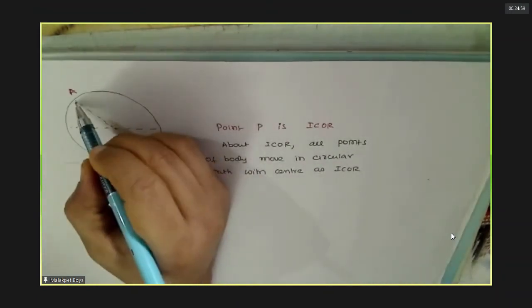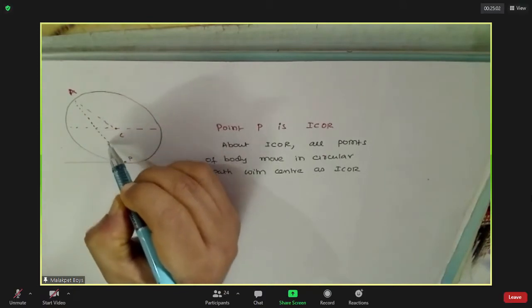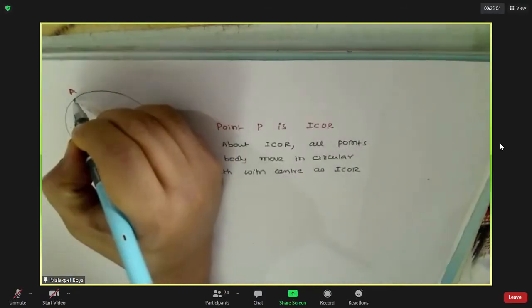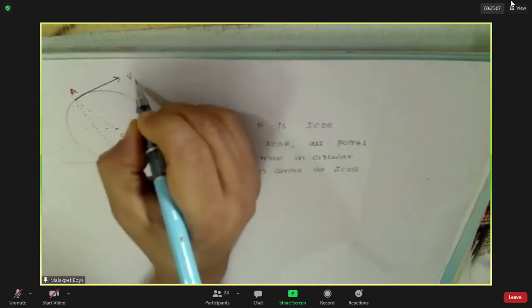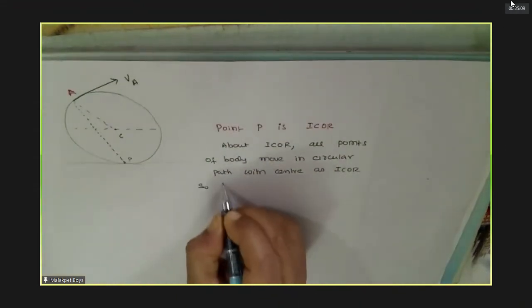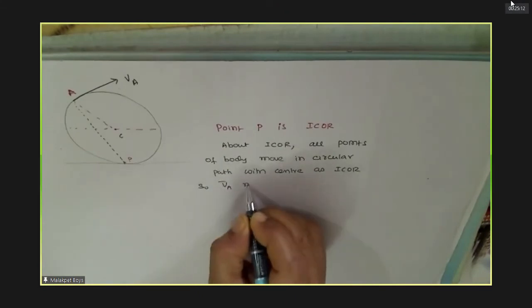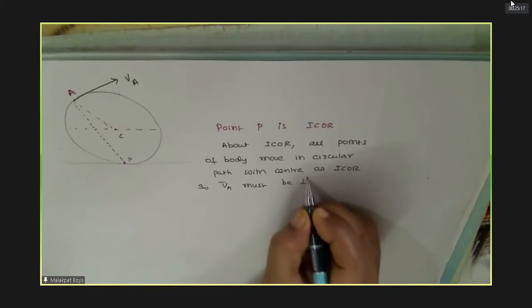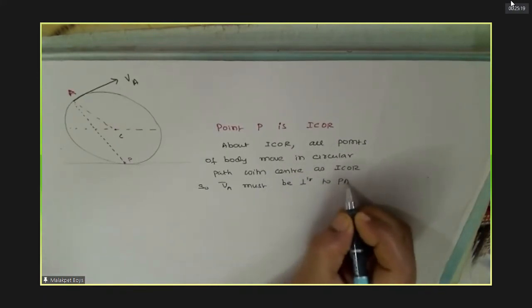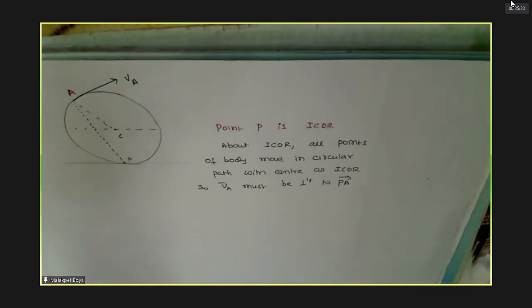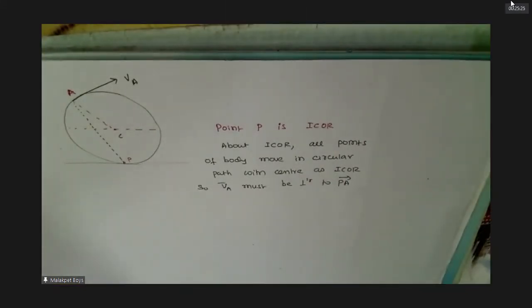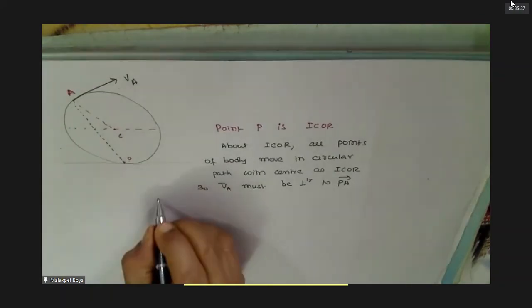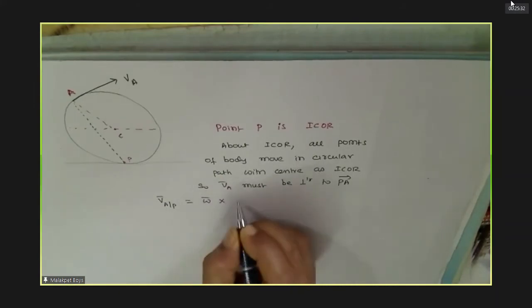So here you can see, therefore the velocity of A. Do you agree with this? Yes, sir. Clear? I can write VA with respect to P is omega R A with respect to P.